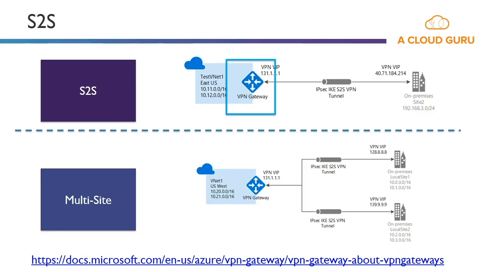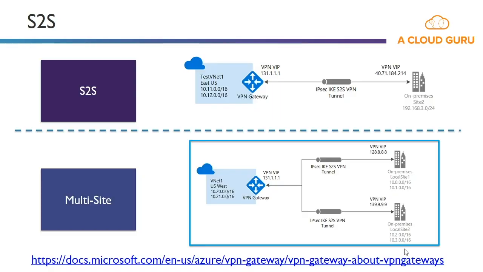We have to have a public IP on the right-hand side. You can see there we've got that VPN VIP. And what we do then is we create an IPsec IKE S2S VPN tunnel between the two, and now they are connected. Now we can also do this across multiple sites, as I mentioned, so we could have multiple data centers with their own networks.